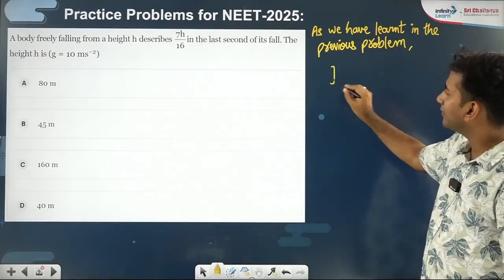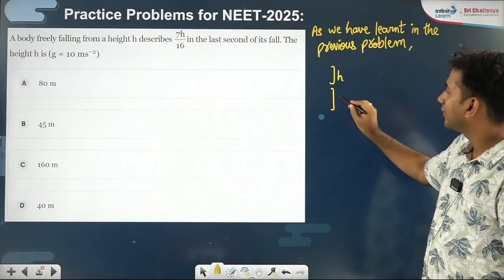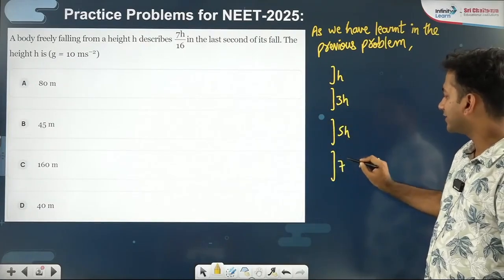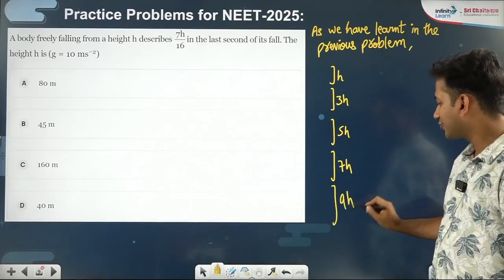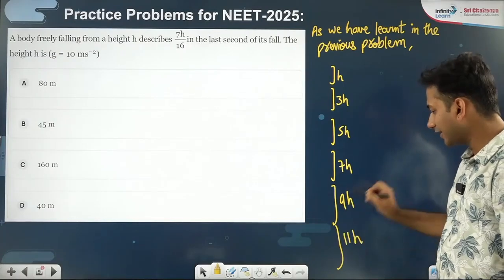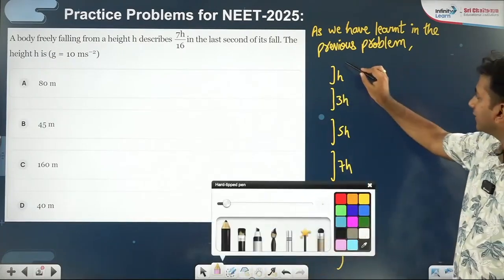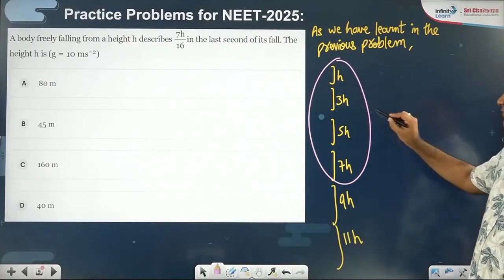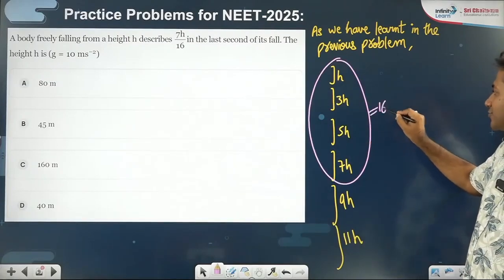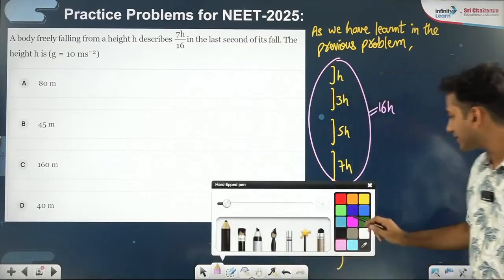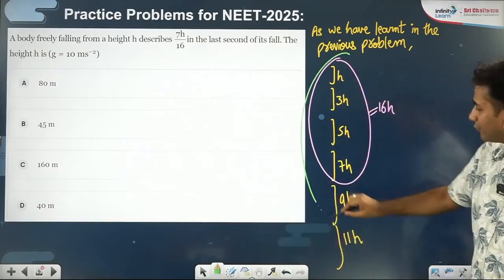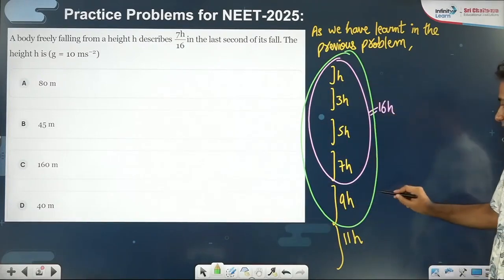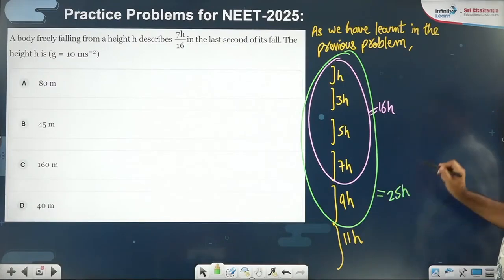In the previous problem we have learned that if this is h, then this is 3h, then 5h, then 7h, then 9h, then 11h, like that. So generally, if you consider h plus 3h plus 5h plus 7h, that is going to give you 16h. For later questions I will also tell you, if you add 9h to 16h, it is going to be 25h.